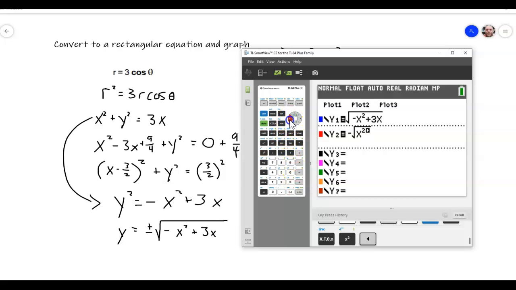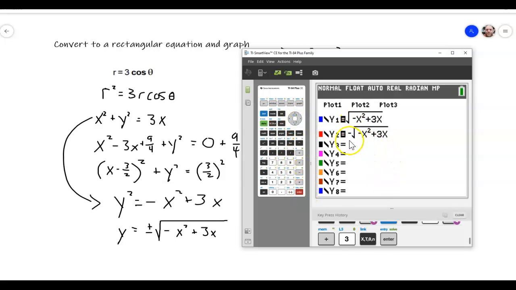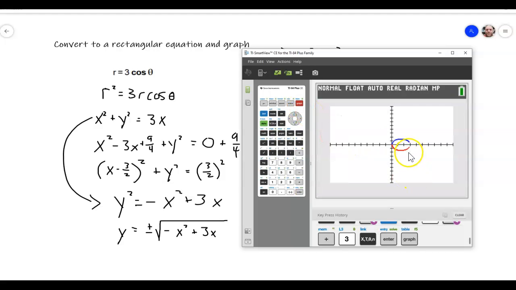Oh, I forgot the negative out front. So insert the negative there, plus 3x. All right, and so this should be the top half and the bottom half of that same circle. And there it is right there. Notice that I get the same circle. They do half in blue and half in red. That denotes my y1 equation and my y2 equation. But I get the same thing.